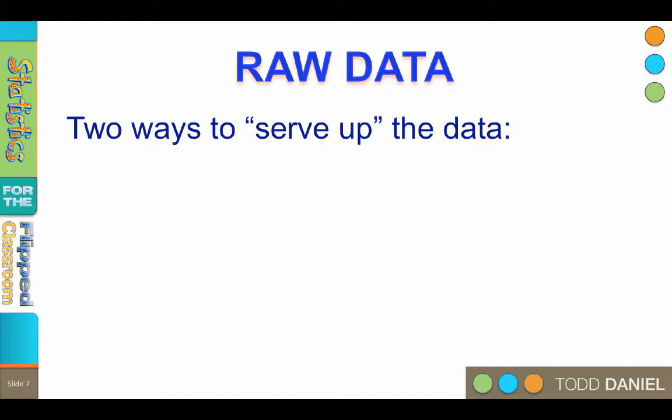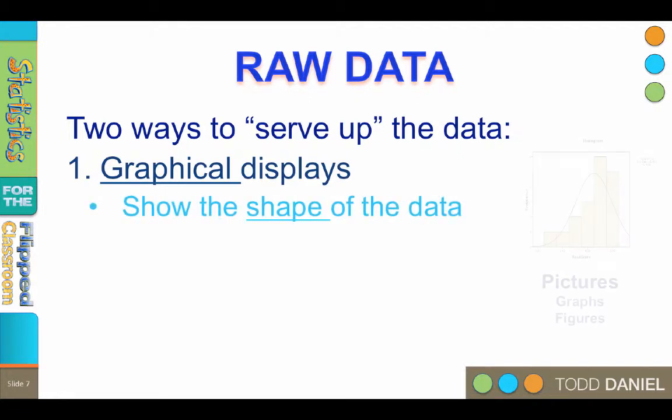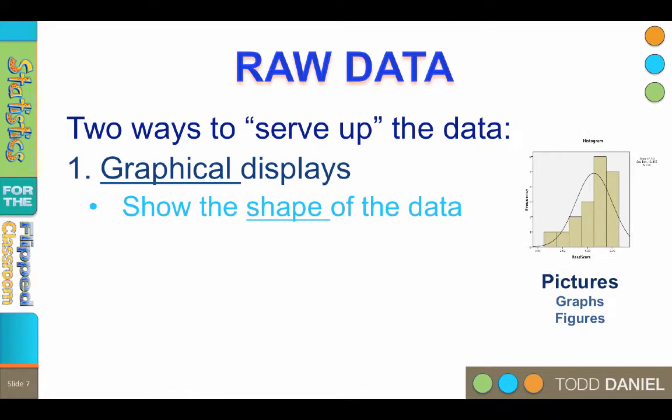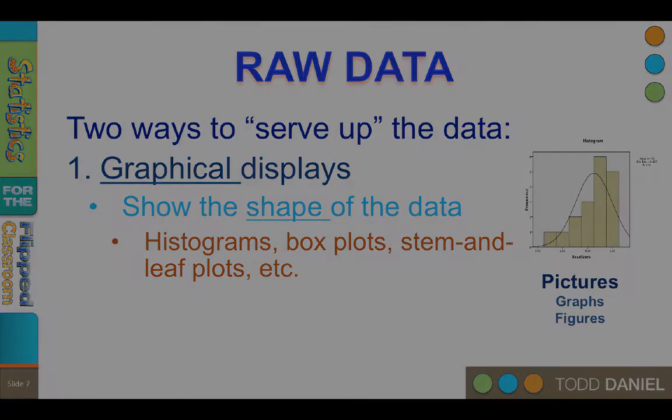Now, there are 2 ways that we can serve up these data. The first is with a picture, called a graphical display. The benefit of a graphical display is that it shows the shape of our data. For instance, with a histogram, we can tell how closely the shape of our data match a normal curve. In this case, not so well. We will learn how histograms, box plots, and stem and leaf diagrams can be used to graphically display our data to make them easier to comprehend.